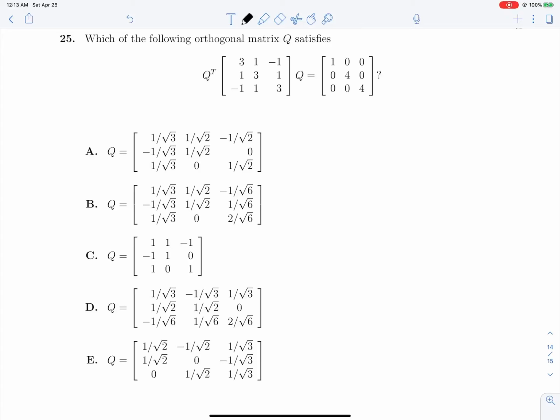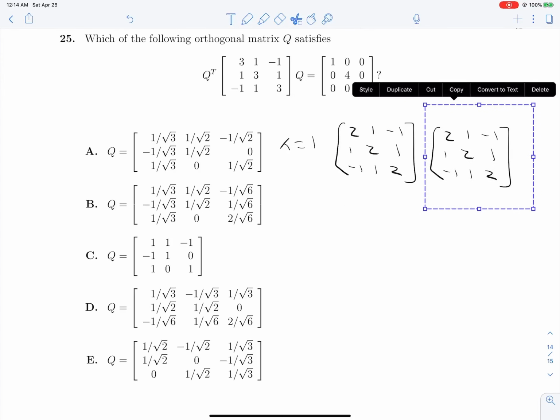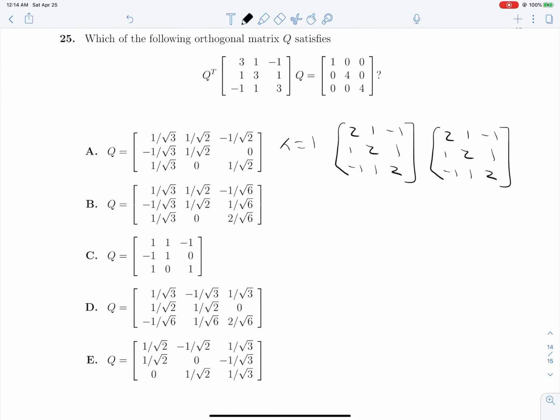We know that our eigenvalues are 1, 4, and 4, but for the sake of my sanity, we're going to do it all. For lambda equal to 1, we will get 2, 1, negative 1, 1, 2, 1, negative 1, 1, 2. Let's simplify this down to find the eigenbasis, or really just the single eigenvector.